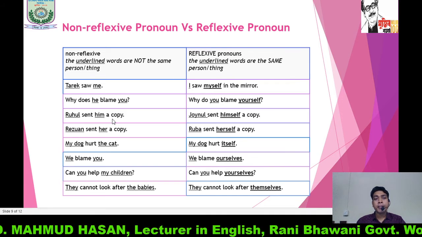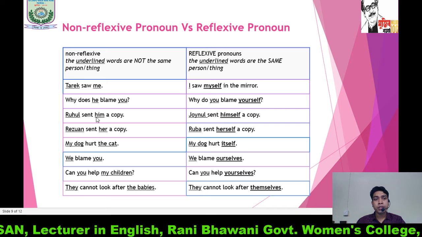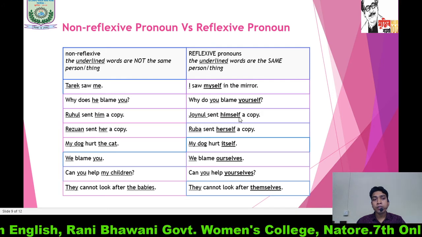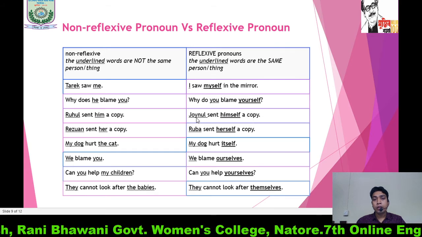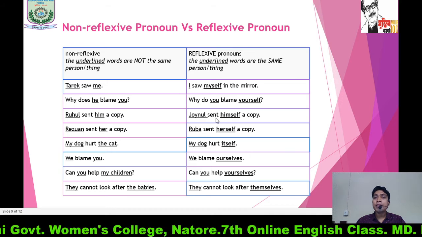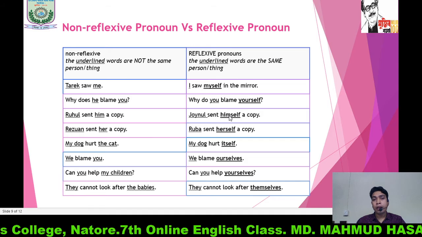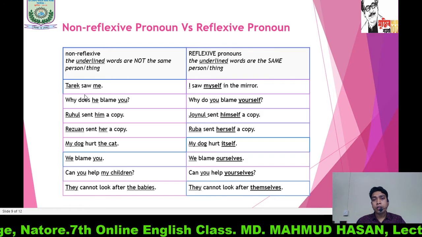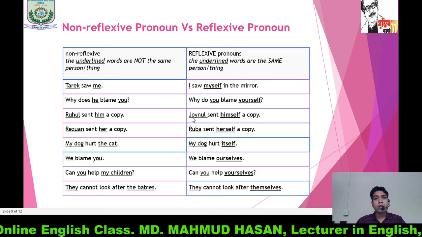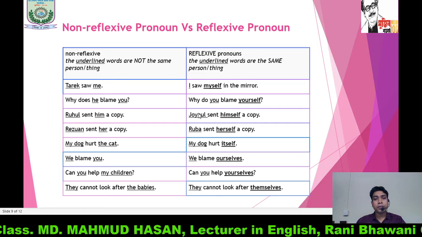Ruhul sent him a copy. Ruhul and him both are different, non-reflexive pronoun. But Joinul sent himself a copy. Joinul and himself are both the same person, and himself is the reflexive pronoun, and it indicates or reflects the subject. All reflexive pronouns indicate the subject.